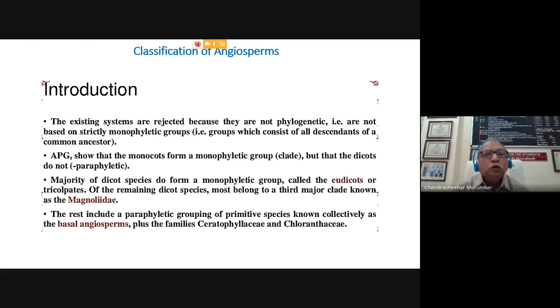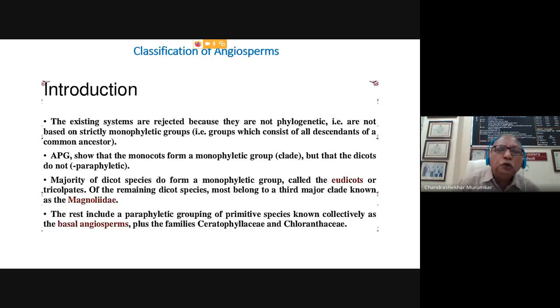APG show that the monocots form a monophyletic group, that is a clade. But that dicots do not, means dicots have evolved independently in different strains. And that's why they use the term, not poly, but paraphyletic. Para means because the evolution is taking place at parallel level, and they are exhibiting the common characters. That's why they are called the paraphyletic.